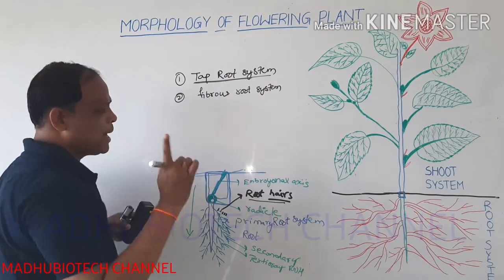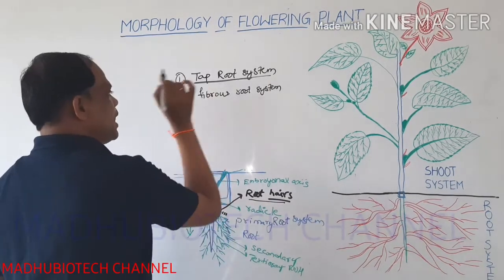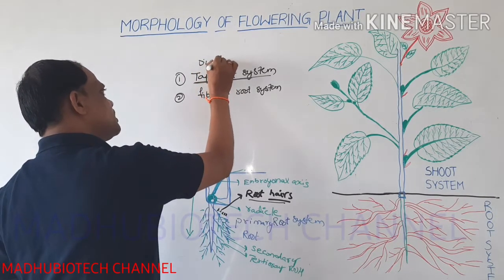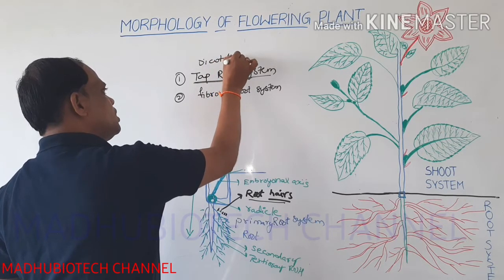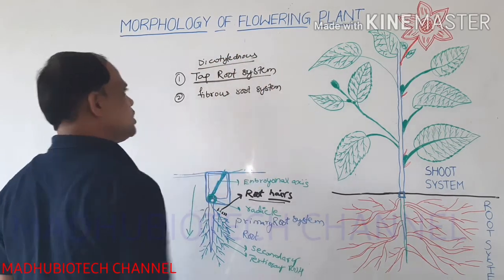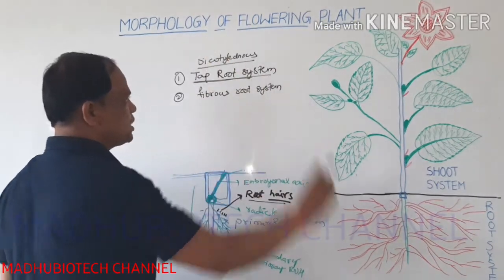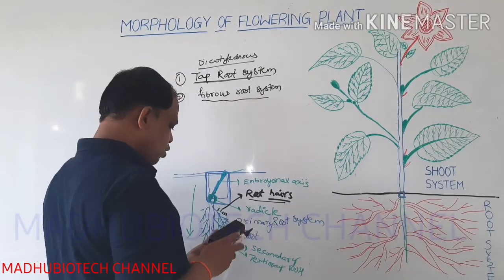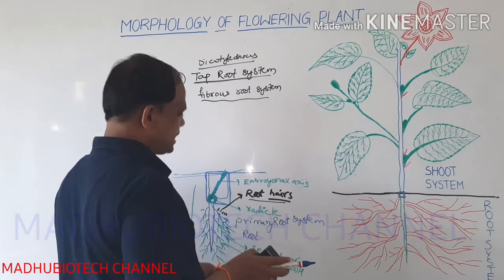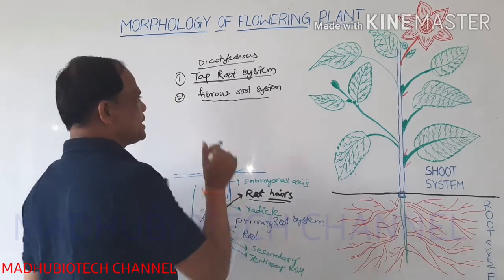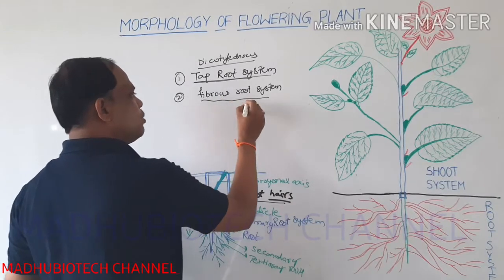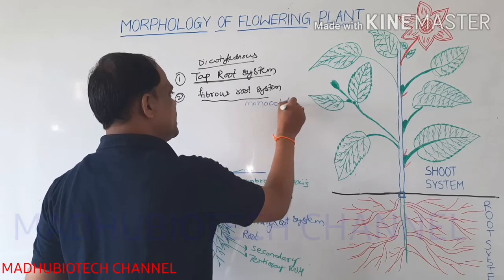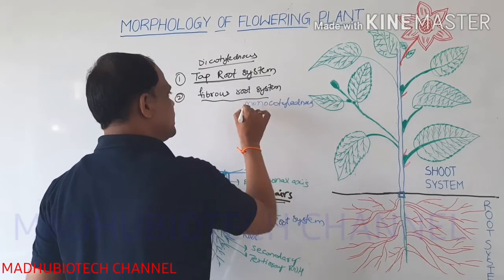The main character of the taproot system is that it is found in dicotyledonous plants. All dicotyledonous plants contain a taproot system. The fibrous root system, for example in all grass plants, is found in monocotyledonous plants.